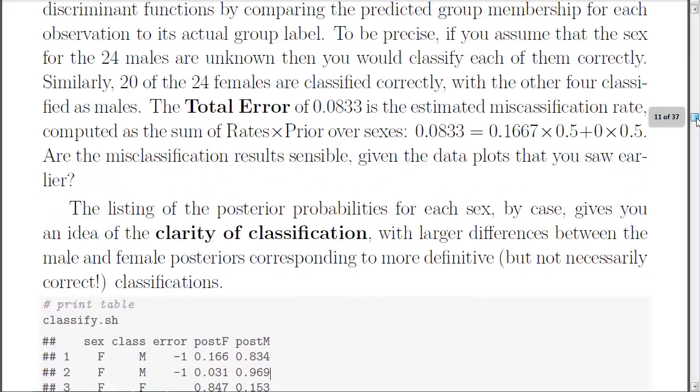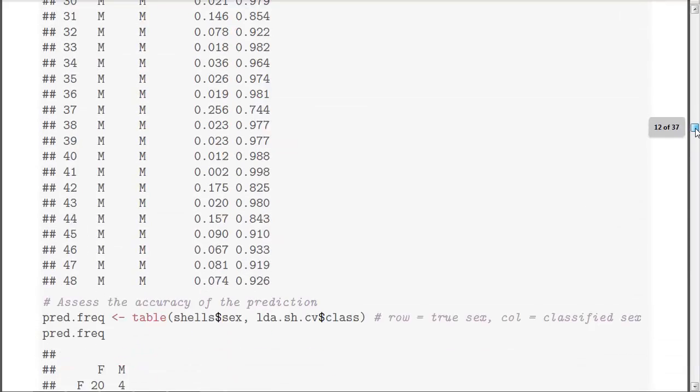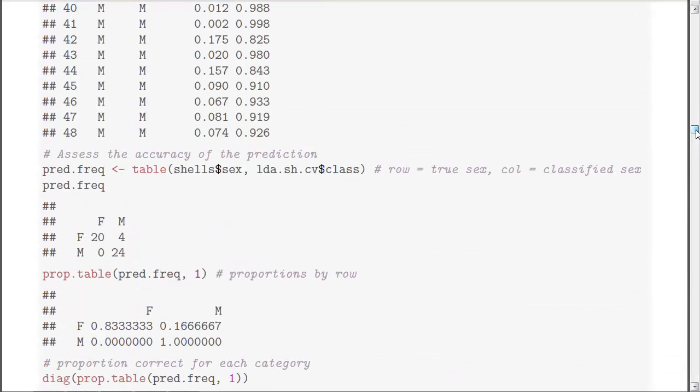Let me scroll up for one moment. Okay, those paragraphs above just describe what I'm going to say right here. So if I create a table using the sex and the classification columns in the table above and ask for the frequencies, you can see that of the 24 females, 20 were classified correctly as females and 4 were misclassified as males. And of the 24 males, they were all correctly classified as males.